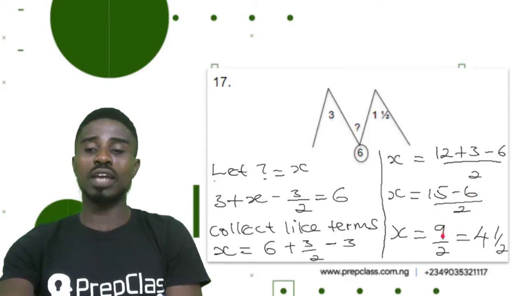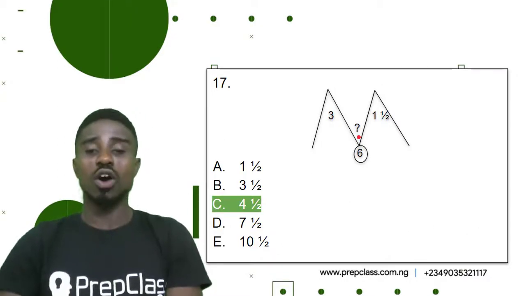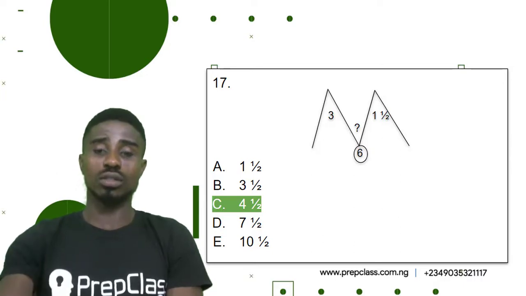So that will be 9 over 2. 2 here, 1. 2 in 9 will give us 4, remainder 1. So that will be 4 whole number 1 over 2. So our correct answer that should be here would be 4 whole number 1 over 2. So question 17, option C, 4 whole number 1 over 2 is our correct answer. Let's look at the next question.